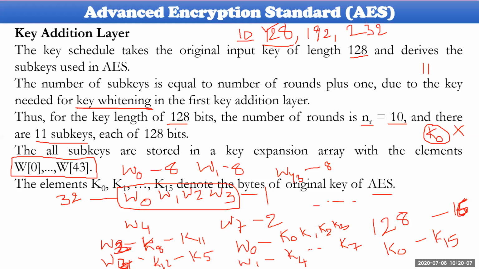This W0, W1, W2, W3 will be used to generate round keys. Right away from W4 onwards, 4 bytes will be considered as the first round key: W4, W5, W6, W7. W8 to W11 will be the second round key, and so on. Like that, from W4 to W43 will be considered as each and every round key. So that could be taken into consideration.